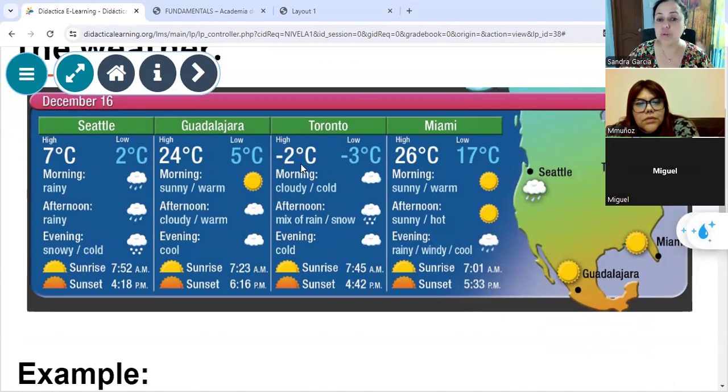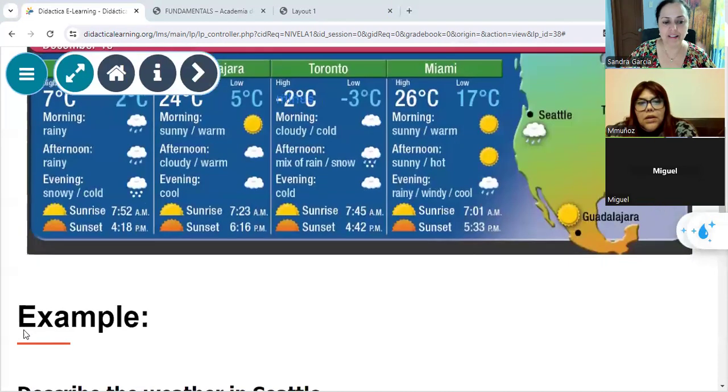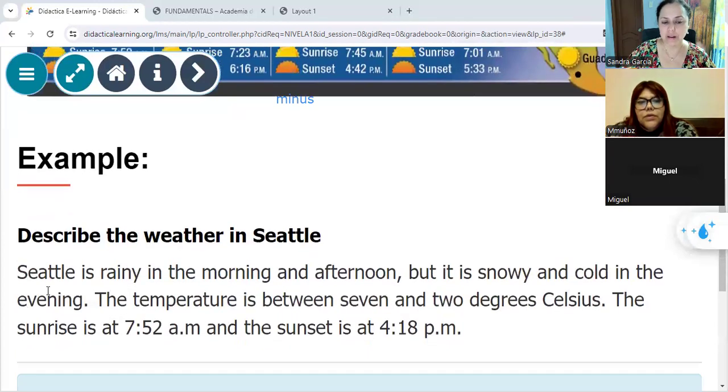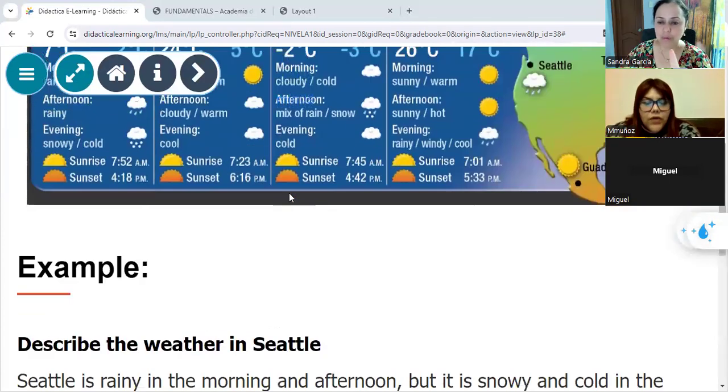Remember, -2, -3, if you want to say, minus. Okay. So we go with the same thing. So Toronto is, Toronto is cloudy and cold. Toronto is in the morning, sunny, perdón, no, cloudy and cold.